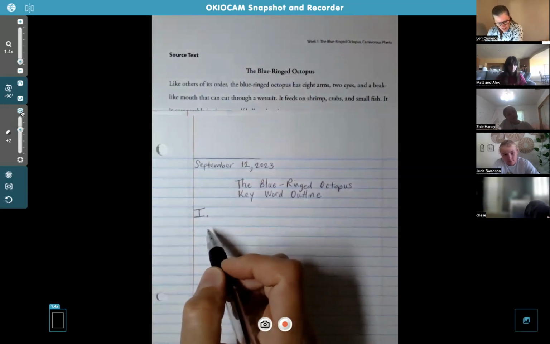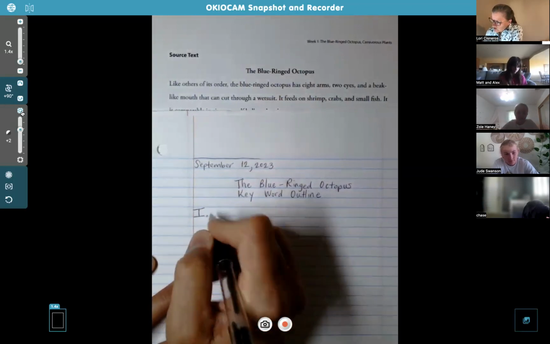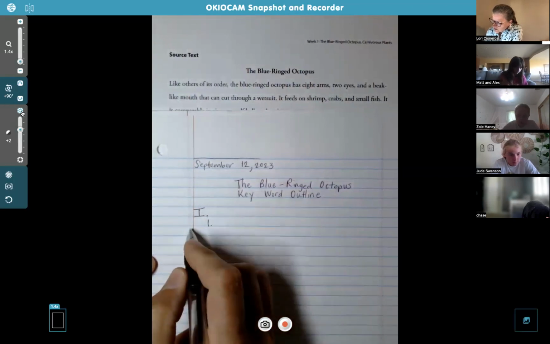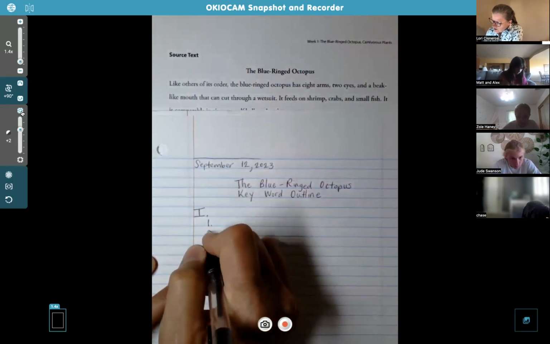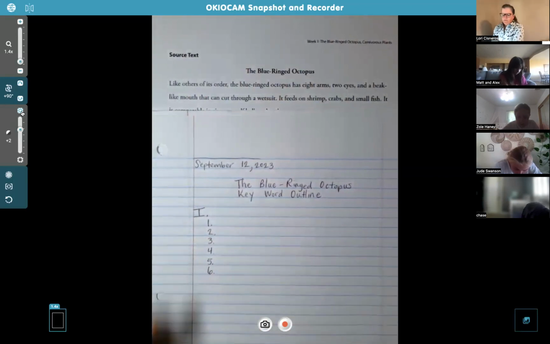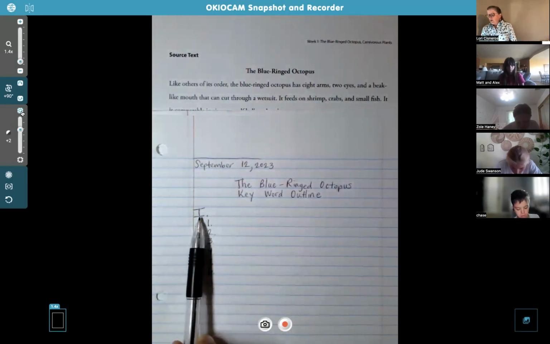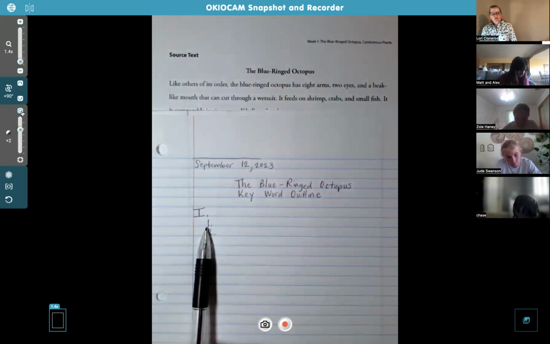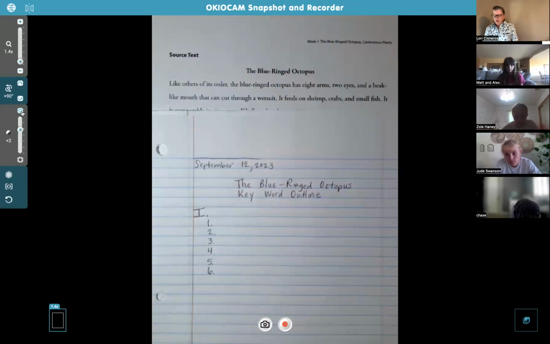Start with Roman numeral 1, and then underneath that, I want you to put 1 through 6. So go down to the next line here, leave a little space. See how I have that moved over? And I want you to write 1 through 6. Just like that. Okay. So you should have Roman numeral 1 touching that red line, and then the others are not touching it. They're moved over, but they're underneath that Roman numeral 1. This is a basic outline for your first article here.